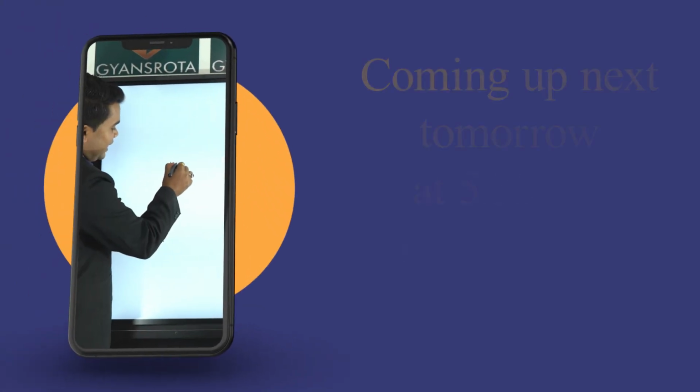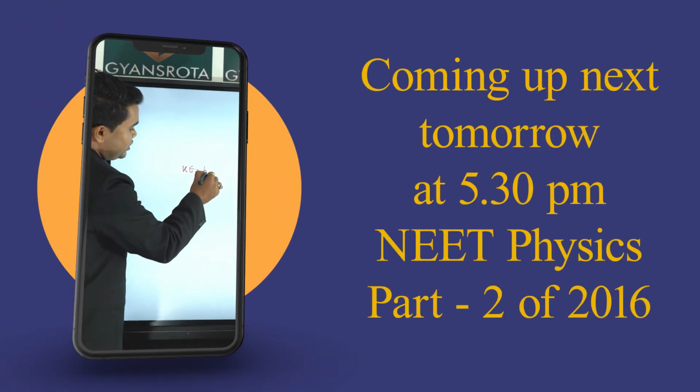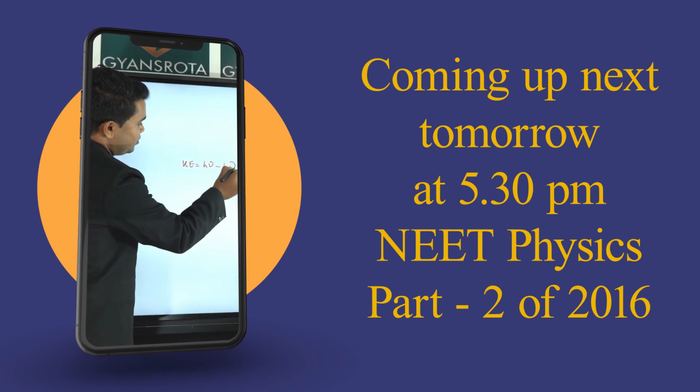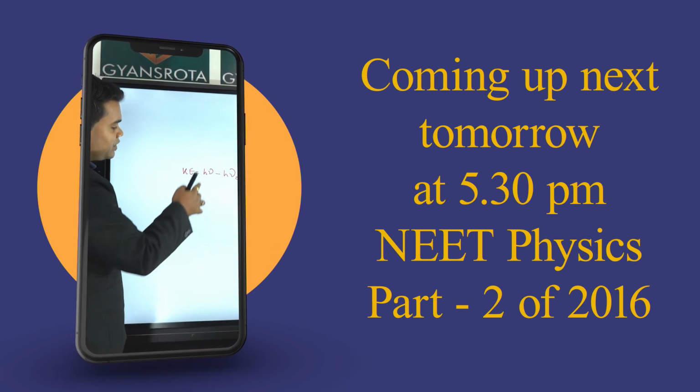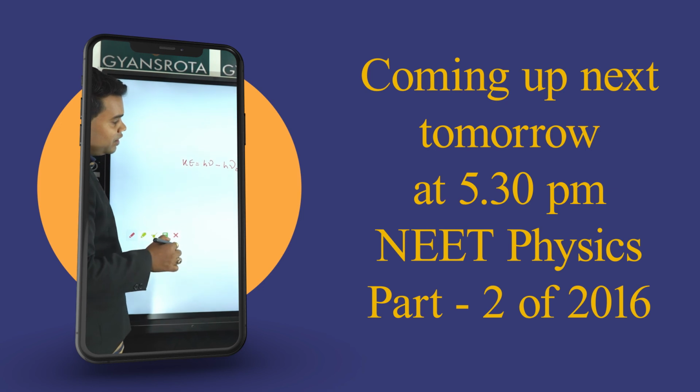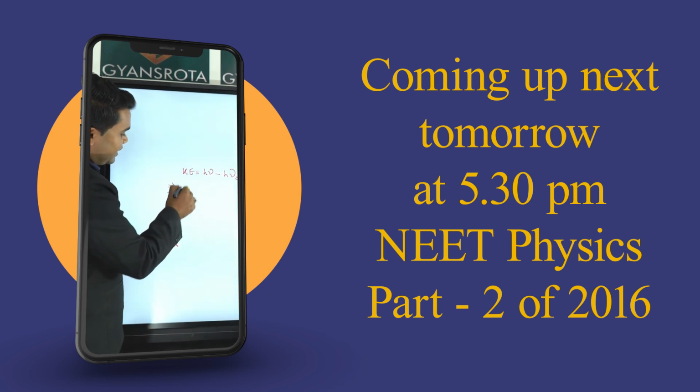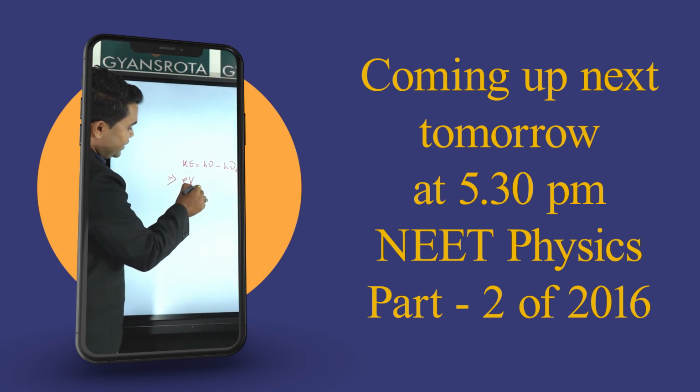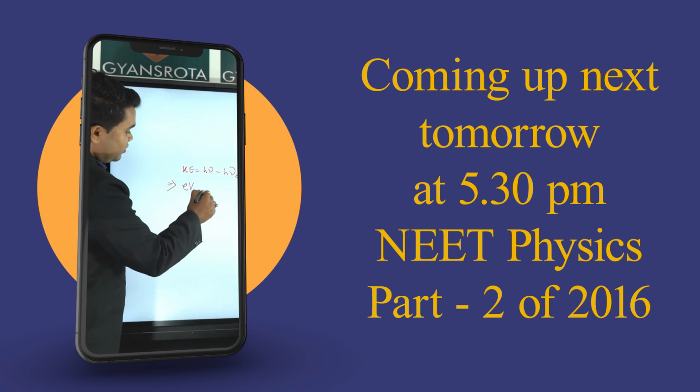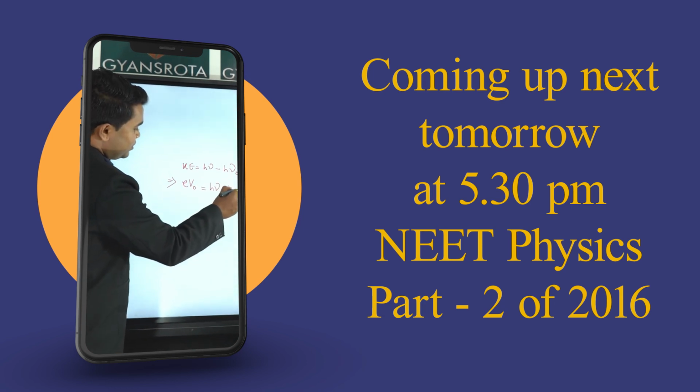We know kinetic energy is equal to hν minus hν₀, where ν₀ is the threshold frequency, ν is the frequency given. So, we need to change kinetic energy. We can write kinetic energy as eV₀ also, which is equal to hν minus hν₀.